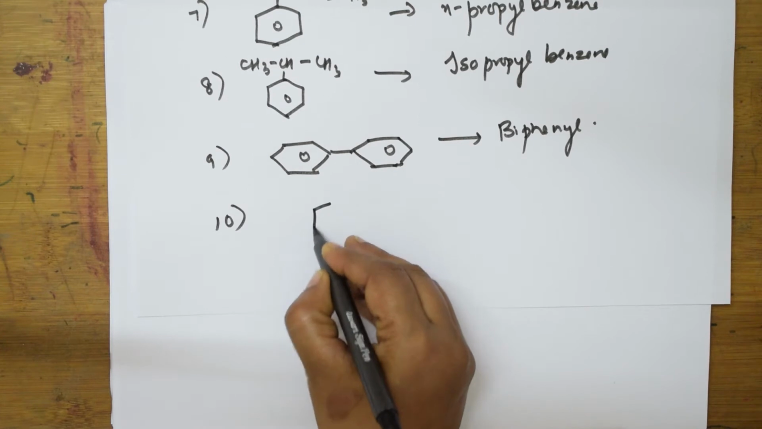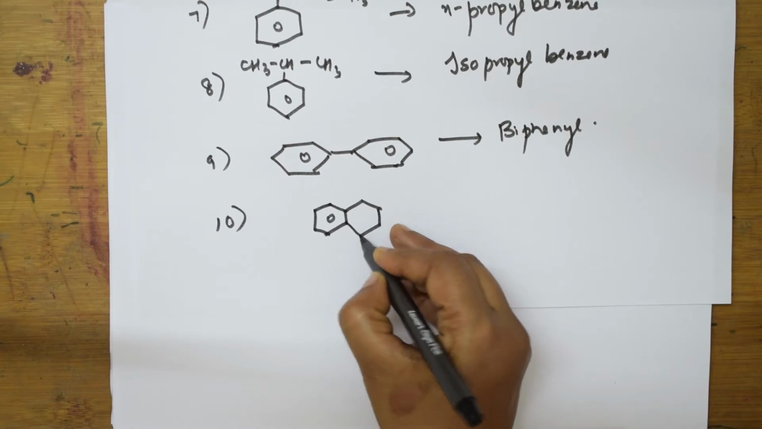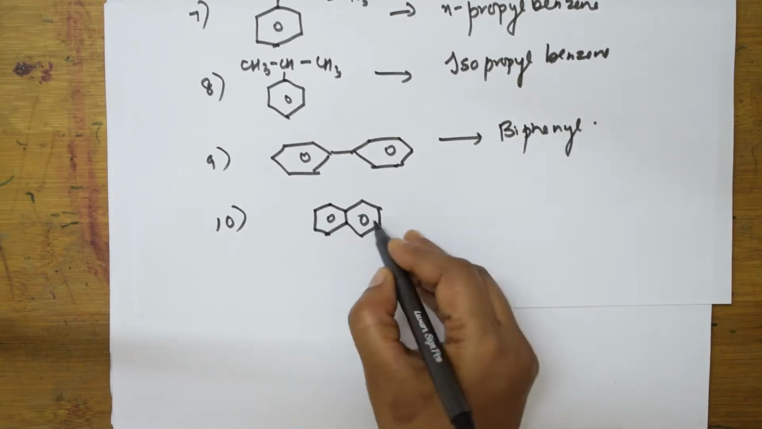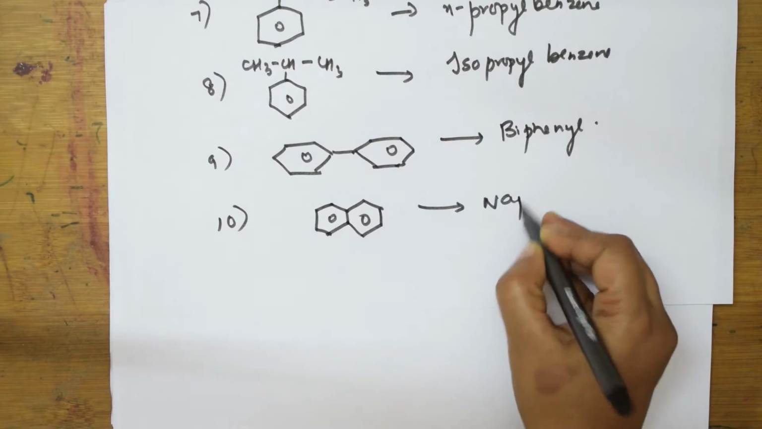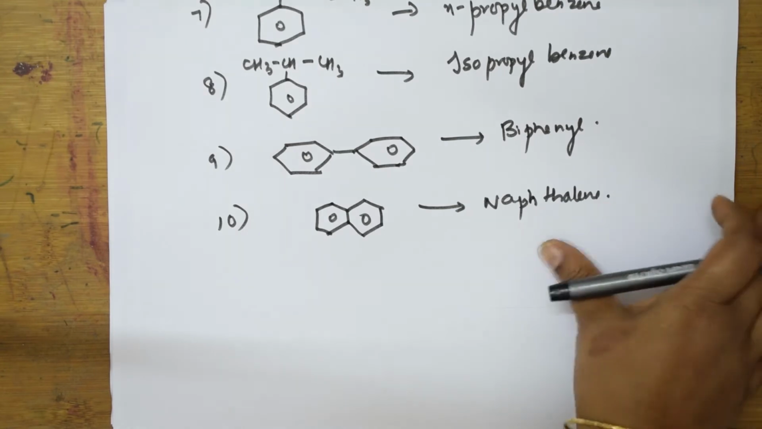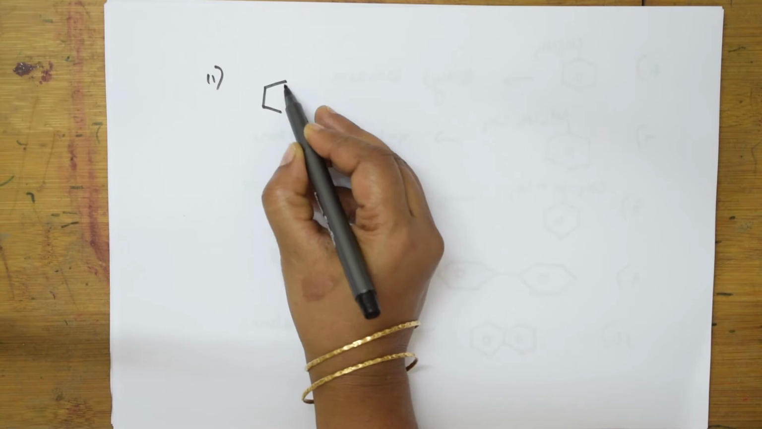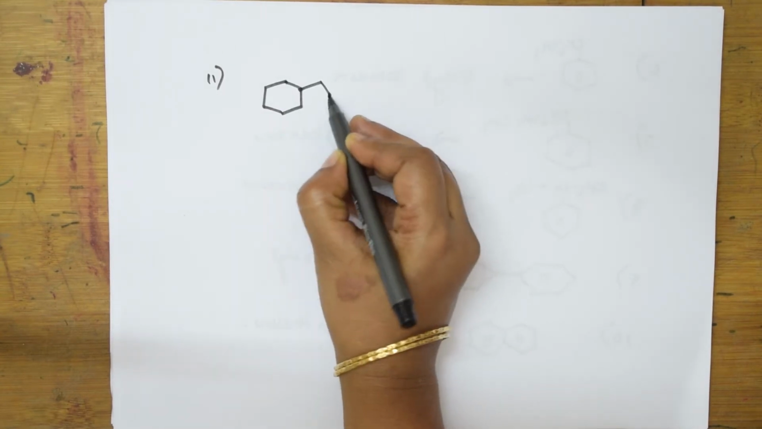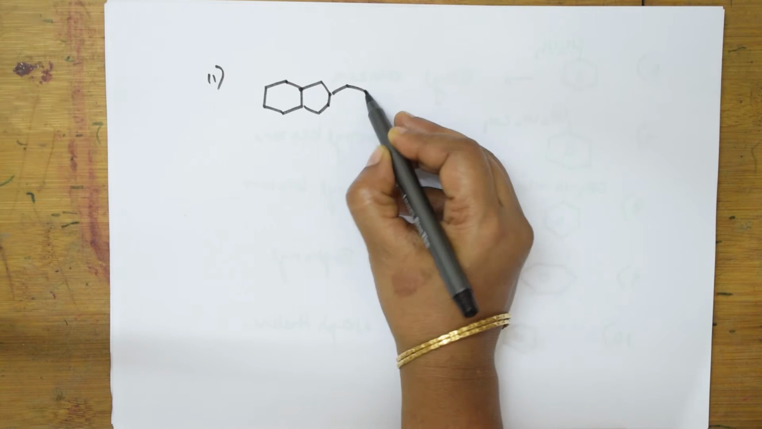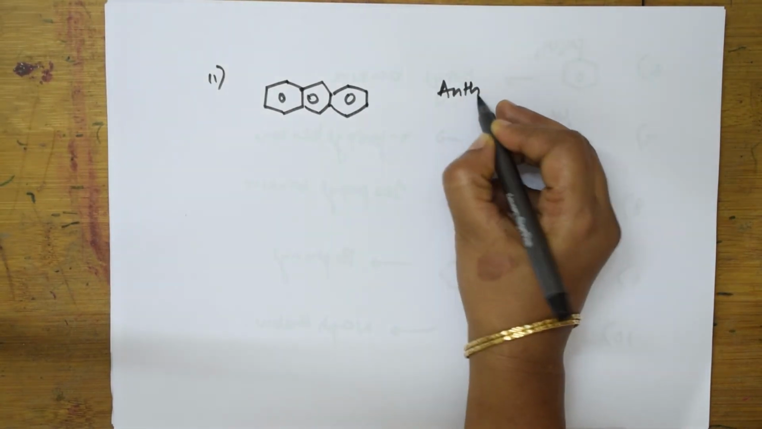Suppose the benzene rings are attached in this direction, adjacent, like this. This is called naphthalene, the naphthalene balls which you use, right? So this is naphthalene. Let me introduce some more. Which example is this? I have taken the 10th one. Let me take the 11th one. Suppose I introduce 3 rings like this: 1, 2, 3. Then this is called anthracene.